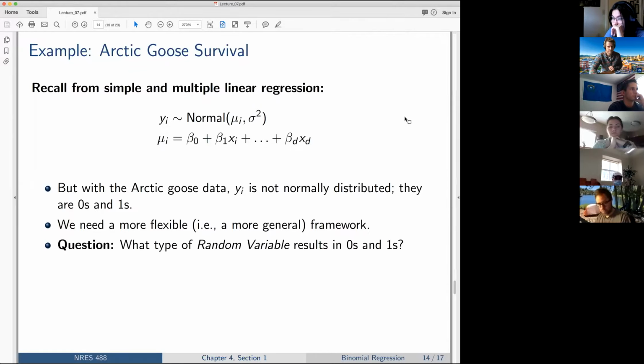All right, so a random variable is something that you observe that changes every time you observe it. And we've talked about normal random variables so far. We've mentioned a little bit of Poisson random variables. So here's a question: what type of random variable results in 0s and 1s? Binomial. Yeah, that answer is correct.